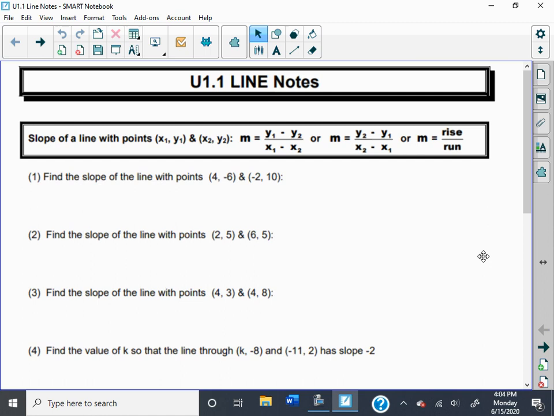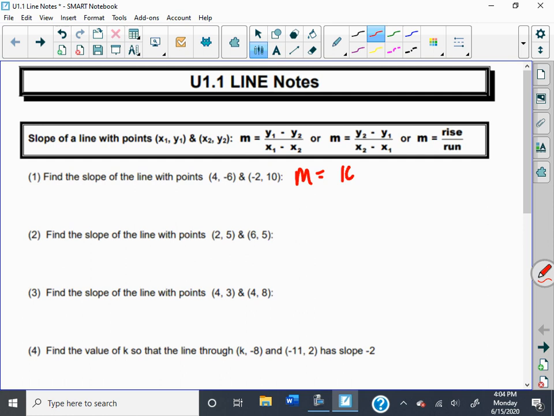All right, so finding the slope on number 1, given 2 points, I'll just use the y2 minus y1 divided by x2 minus x1 formula. So given our formula, I'll do 10 minus negative 6, be careful of that negative, and then negative 2 minus 4. And so we have a double negative, so that's really plus, so that's 16. And then negative 2 minus 4 is negative 6.